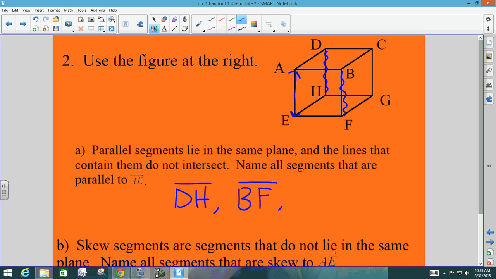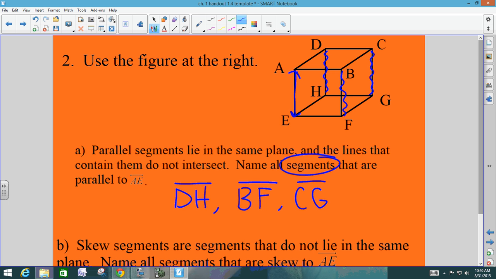Dylan, you got a parallel line segment? Yes, it would. Any other ones? Shake your heads no. Good. Make sure you have the segment symbol on top of each letter because it says name all the segments that are parallel to the line. So you gotta put the segment symbol on there.